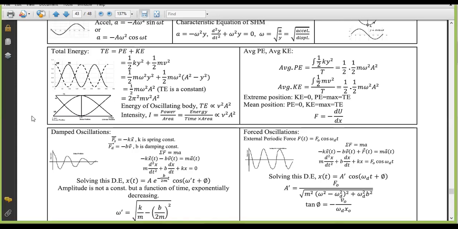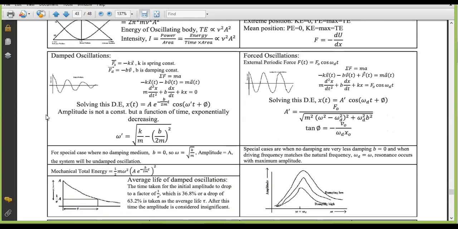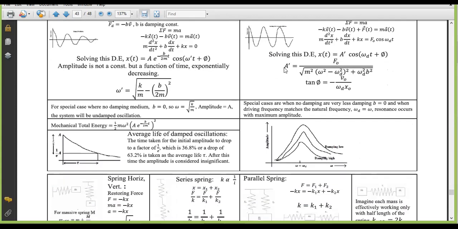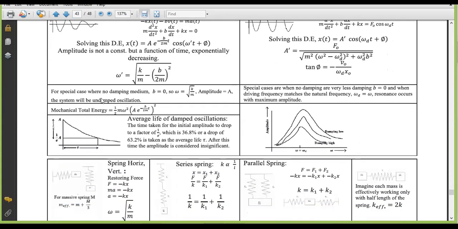In the last class, we talked about damped oscillations and forced oscillations. I told you it needs a lot of mathematics, and you don't have the background. So even in the textbook, they simply say that when you solve it, you will get this. With the available mathematics knowledge, you will not be able to do it right now. But for your numericals, you may require these final formulas. Then we talked about some special cases, right?